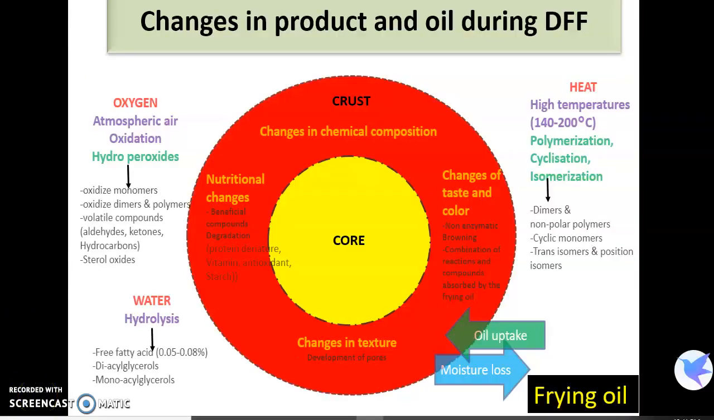During frying, the physical and chemical properties of the food and oil will be changed due to the presence of oxygen, water, and heat. For the food, the crust will be formed. The taste and the color of the food will be changed. The development of pores happens. However, the nutritional value of the food will be degraded.